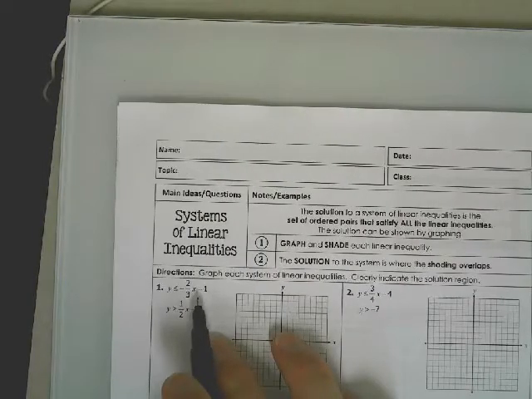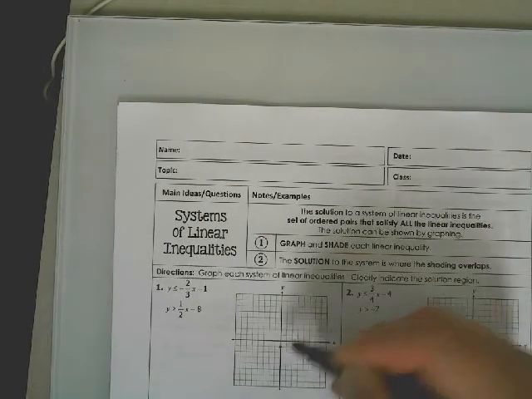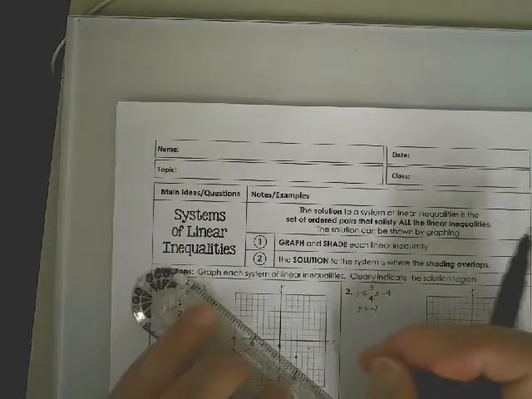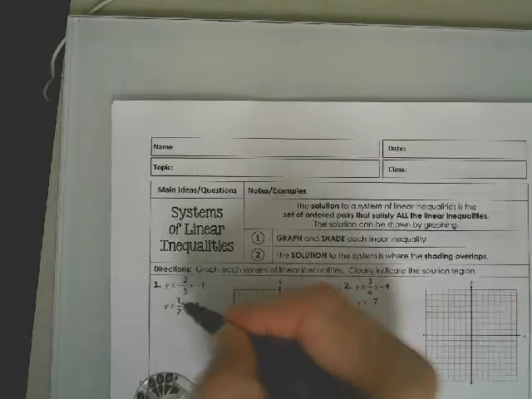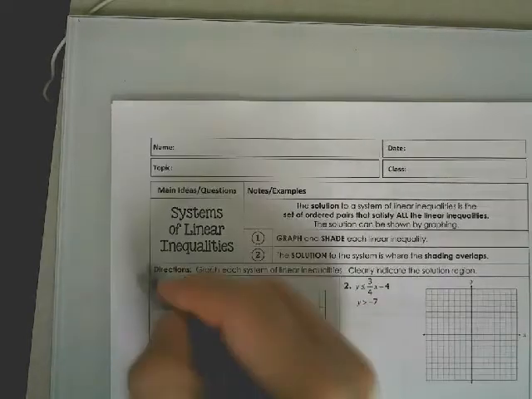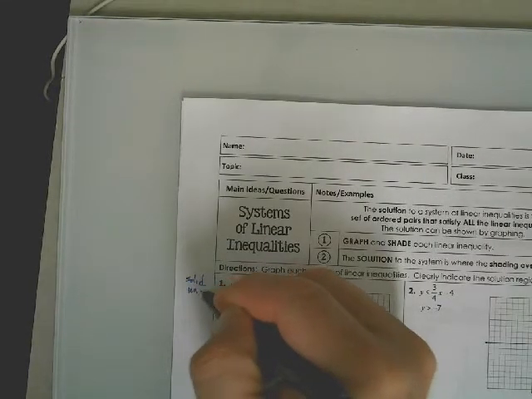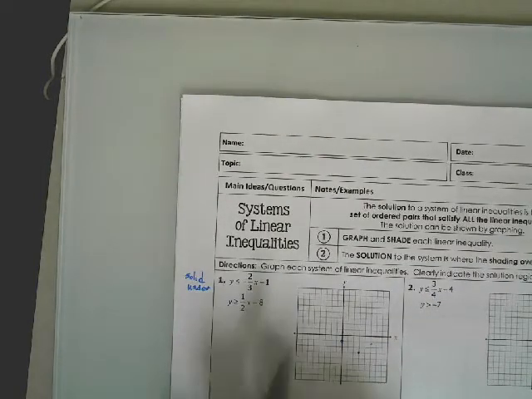I have -1 as my y-intercept for the first equation here. I'll do it in blue. And my slope is -2/3. That means I go down 2, right 3, second point. That one is a solid line, and we're going to shade underneath. So solid, under, or below. This one is solid, and we're going to go above.